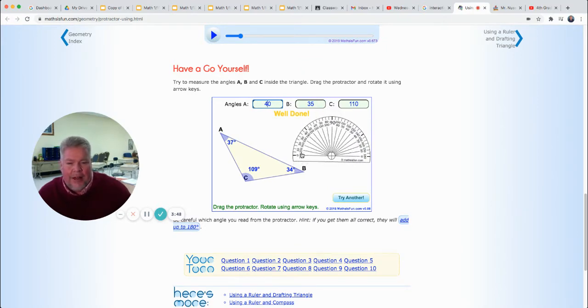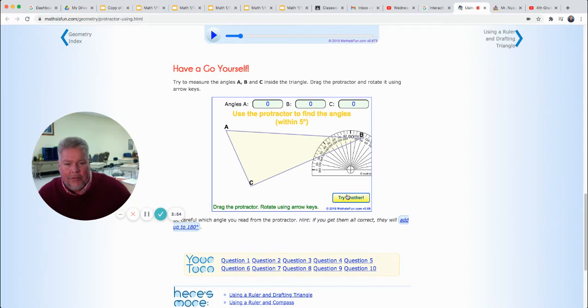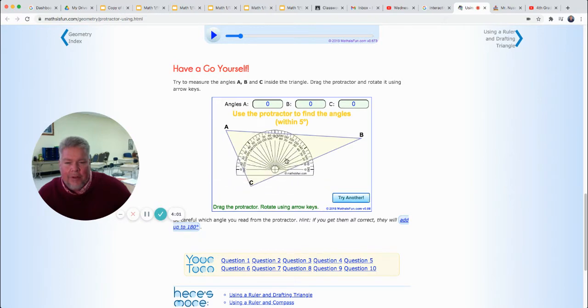So you can just drag this and then use your arrow buttons to spin it and measure the angles. When you get done, you can click try another, and it'll give you another triangle to measure the angles of, okay? So that's one of the fun ways I want you to practice today. Try to do 2 or 3 different triangles, and practice measuring the angles. If you don't get it right the first time, it lets you try it again.